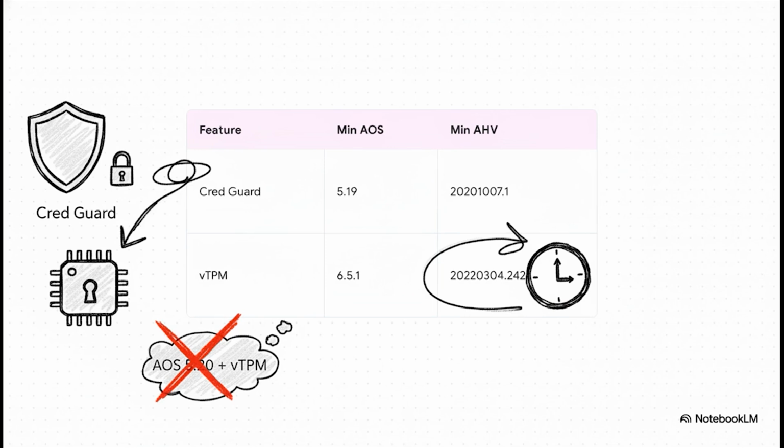Credential Guard has been supported for quite a while now, requiring AOS 5.19 and AHV 2020-10.07.1. However, vTPM is a much newer feature. It strictly requires at least AOS 6.5.1 and AHV 2020-03-04-24.2. If an exam question presents a scenario with a cluster running, say, AOS 5.20 and asks you to enable vTPM, you know immediately that it is unsupported. Do not get tricked by mismatched version requirements.